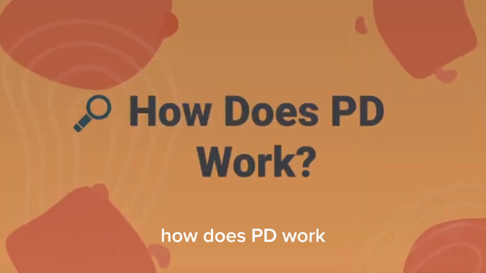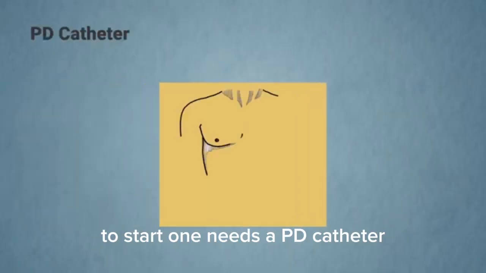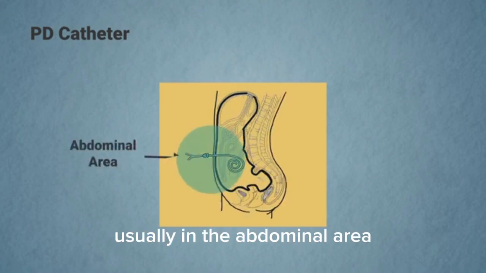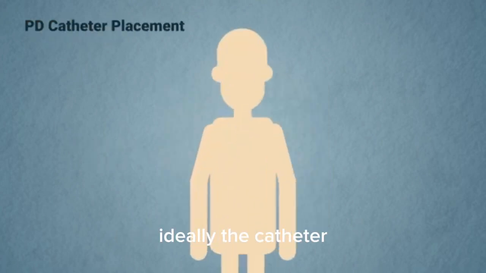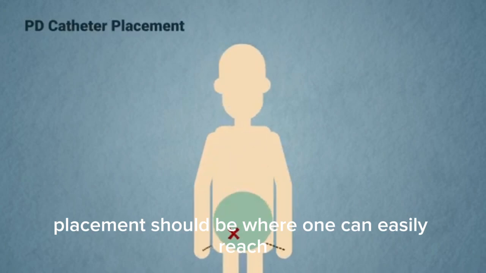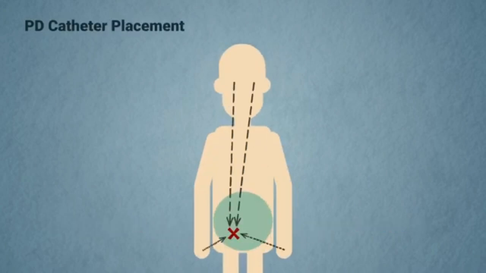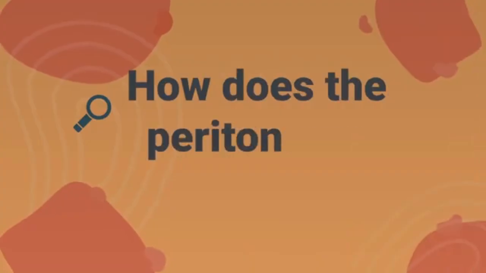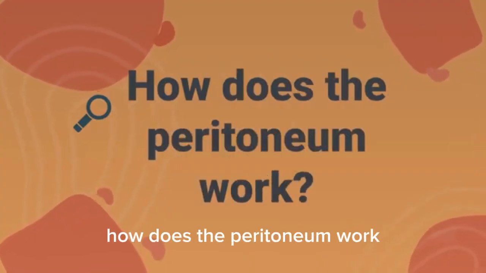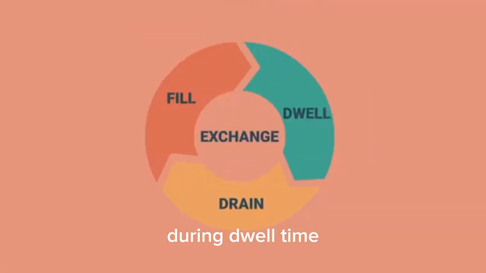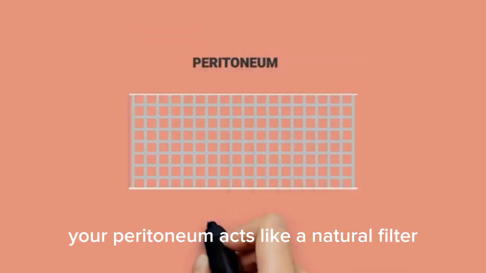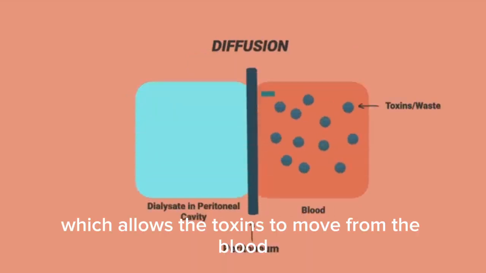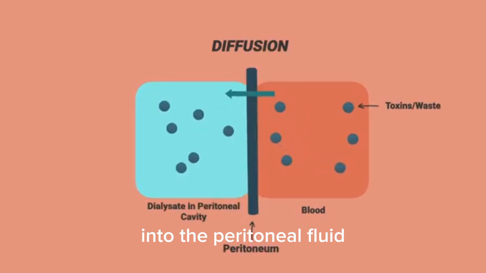How does PD work? To start, one needs a PD catheter, which is surgically placed, usually in the abdominal area. Ideally, the catheter placement should be where one can easily reach and see the catheter. Once the catheter is ready for use, you are prepared for PD. You might be wondering, how does the peritoneum work? During dwell time, your peritoneum acts like a natural filter through diffusion, which allows the toxins to move from the blood into the peritoneal fluid.